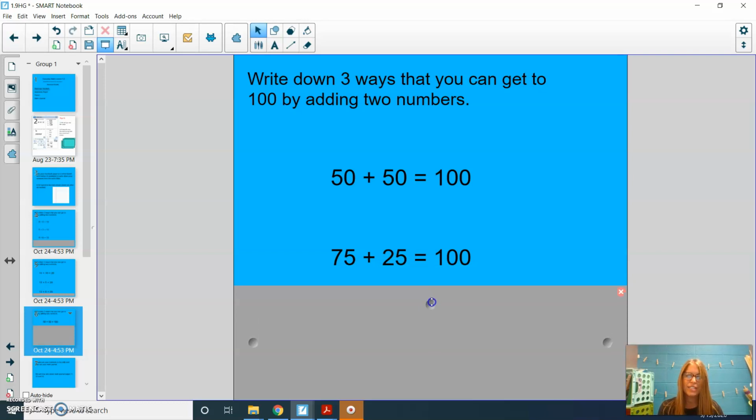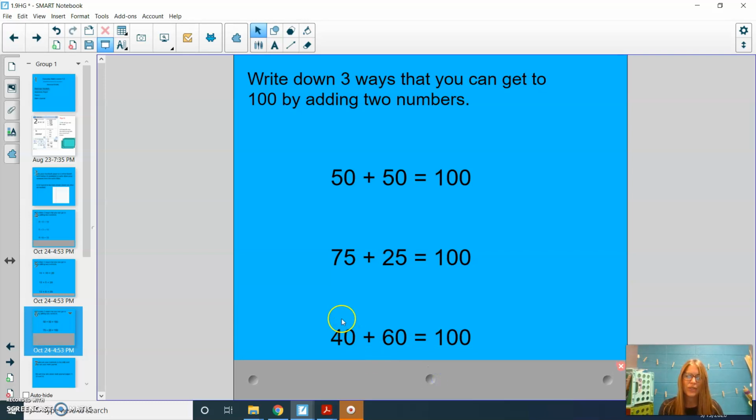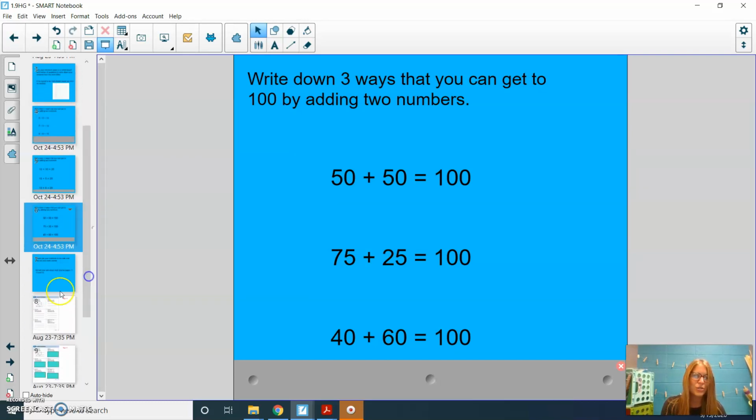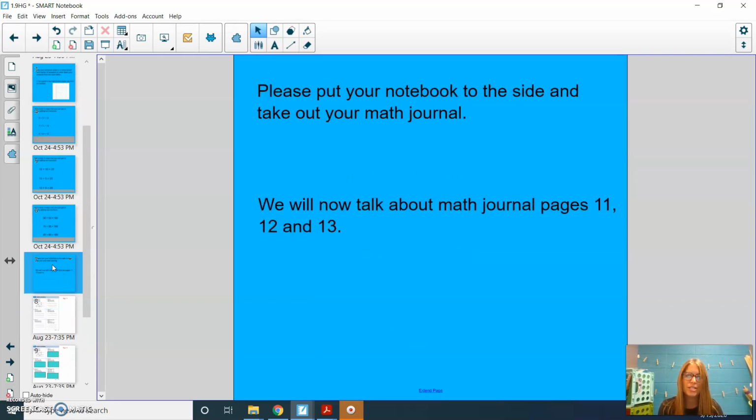I know that 75 plus 25 equals 100. For this one, I'm kind of thinking like quarters. 3 quarters would be 75 cents. 1 quarter would be 25. 75 plus 25 equals 100. I know that 40 plus 60 is also equal to 100. And again, you probably had different answers than I did because there's lots of different ways that you can get to 100. All right, boys and girls, you can put your whiteboard to the side.